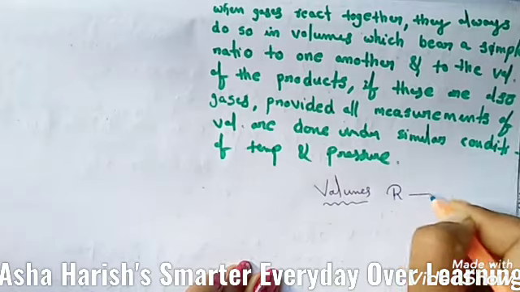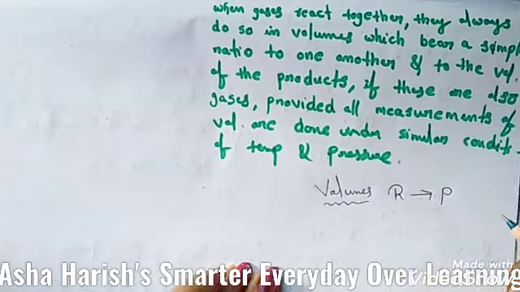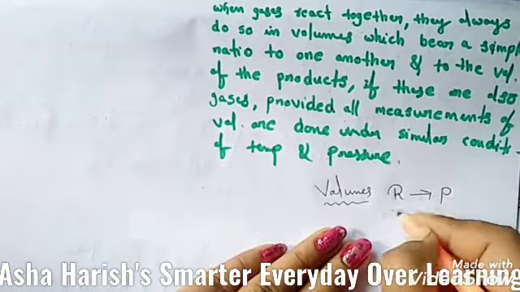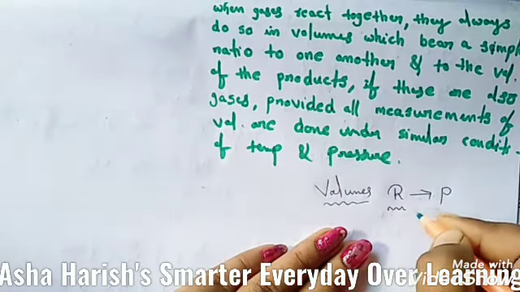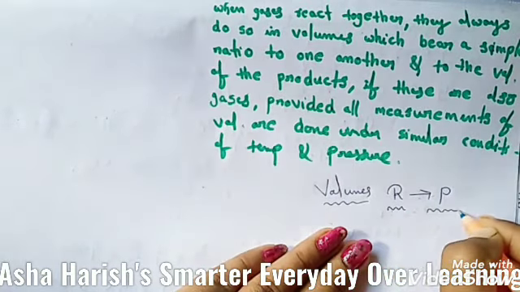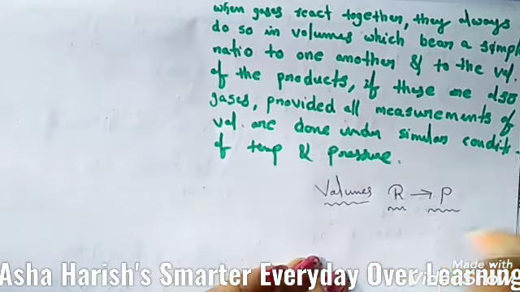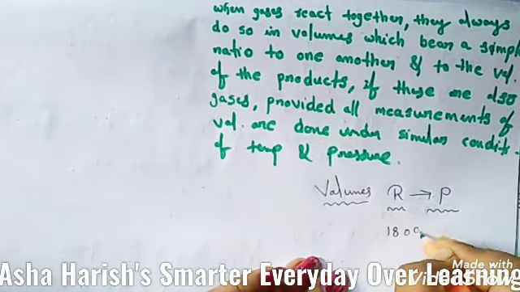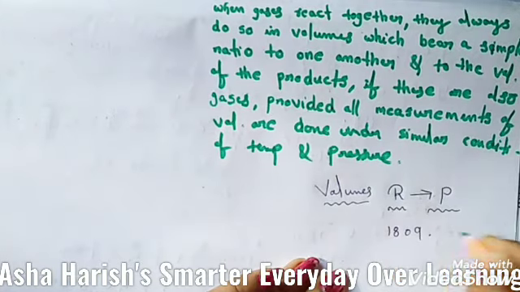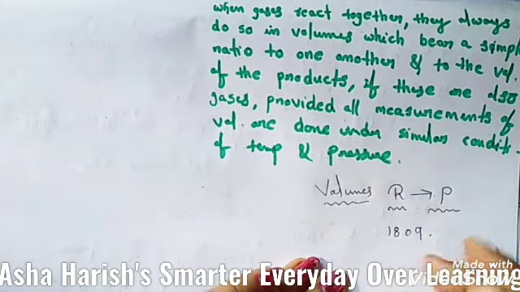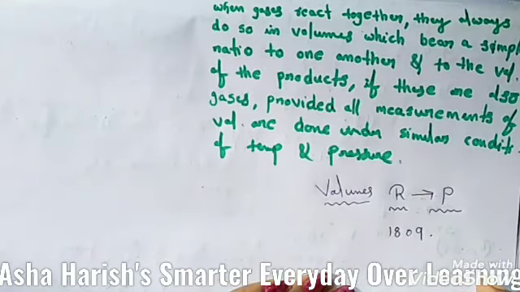Already you know, from the reactants products will be formed. In this law, gaseous substances only are the reactants and gaseous substances only are the products. In the year 1809, he put forward a generalization known as Gay-Lussac's law of combining volumes.